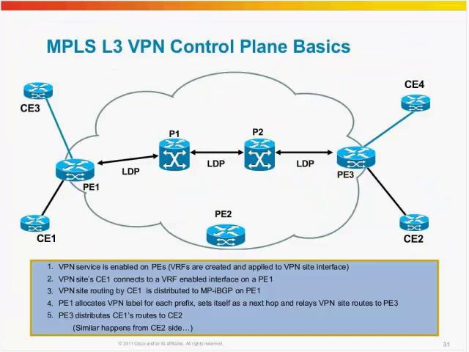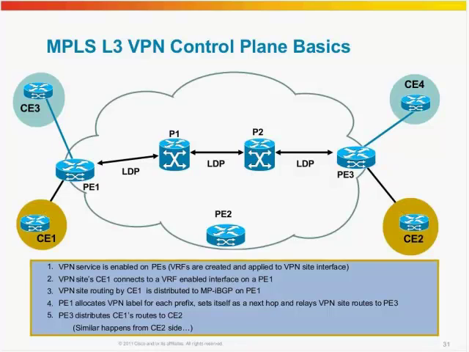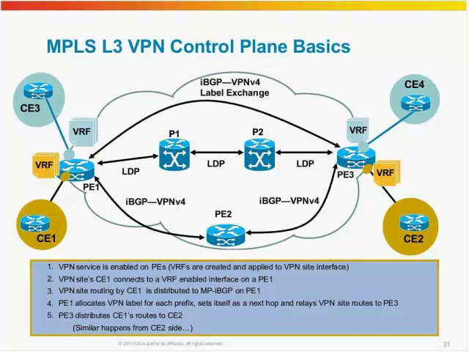So this slide is to reiterate the control plane basics of MPLS VPN. Assume CE3 and CE4 belong to VRF blue, and CE1 and CE2 belong to VRF yellow. So from the control plane's perspective, on the PE device, we just configure two VRFs so that each VRF will be in a different routing table, VRF blue and VRF yellow, and we will be using BGP to propagate the VPN reachability information between PE devices.